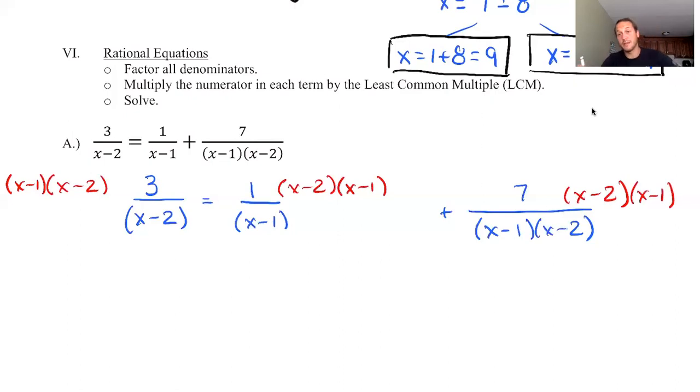And now let's see if everything goes away. So if I try to cancel everything out now, these x minus 2's go away. This x minus 1 goes away.